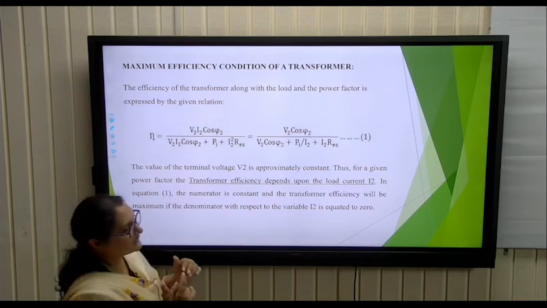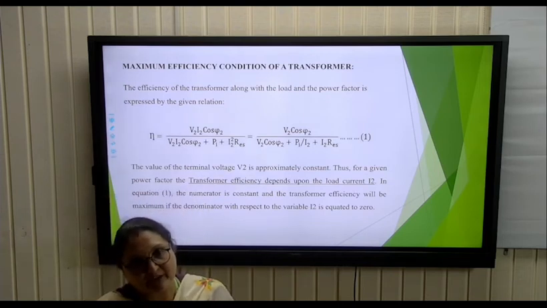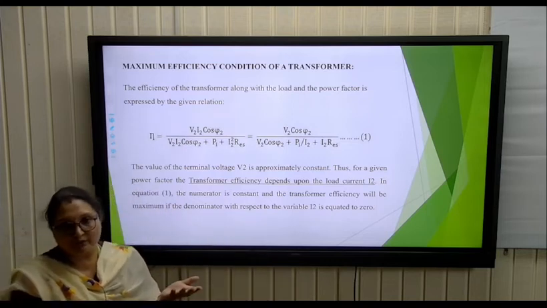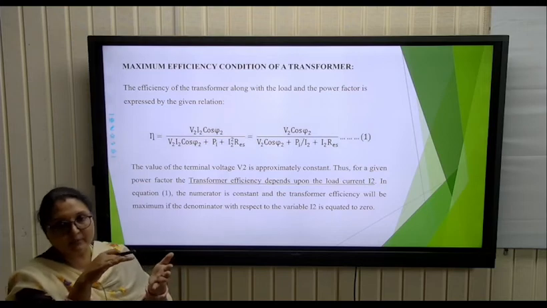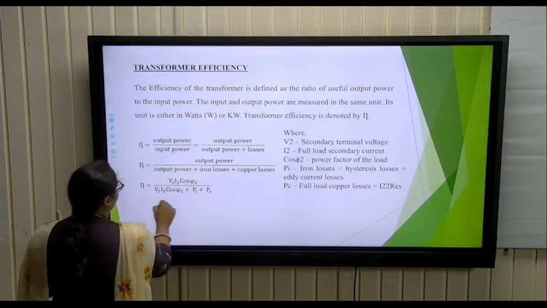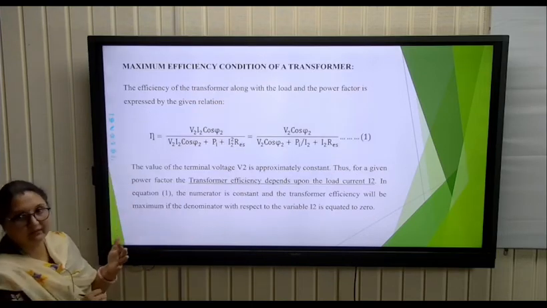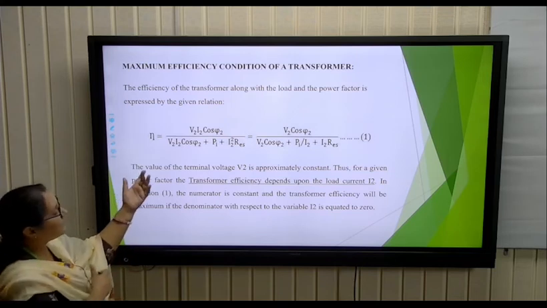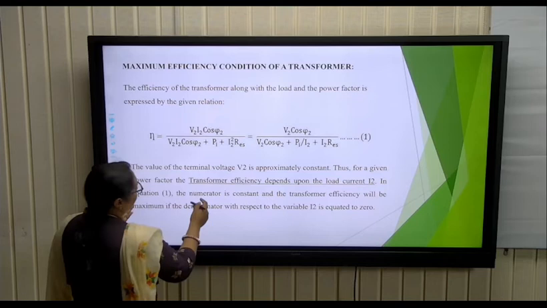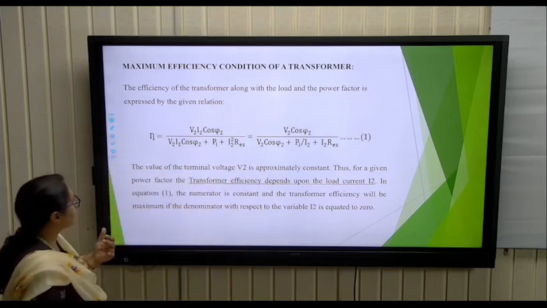Now to get the maximum efficiency, whenever you want the maximum condition for any parameter, you take the differentiation and equate it to 0, so that the slope is 0 at the maximum point. The same thing happens here. You take the derivative of the efficiency expression we derived to get the condition for maximum efficiency. When you take the derivative, you get the condition that iron losses should be equal to copper losses.